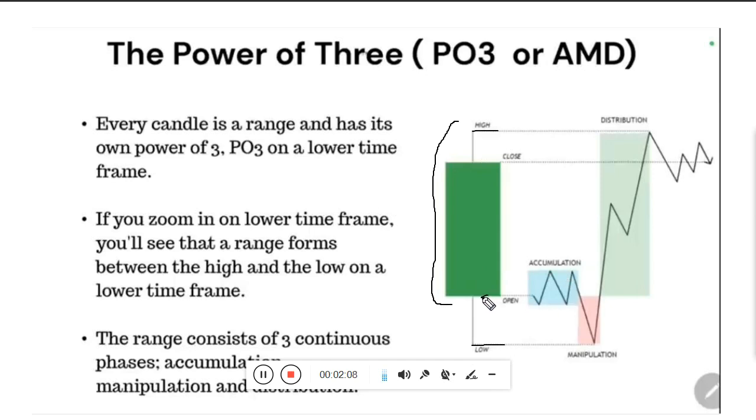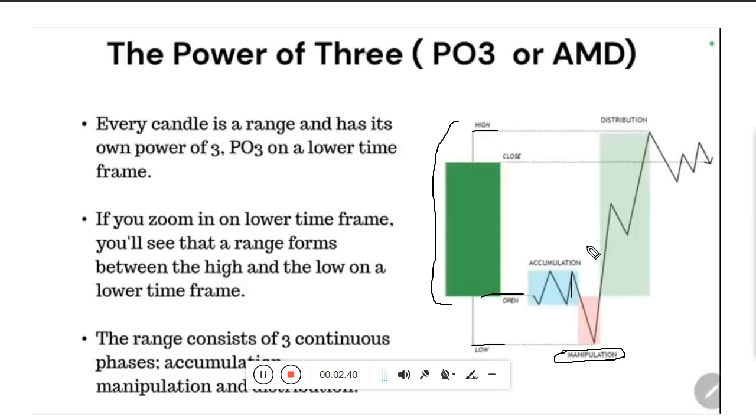We will see that once the market opens, we'll have an accumulation, which is always our consolidation. Then we'll have a manipulation. If this is a bullish candle, we have a manipulation down below the opening price. If we want to be profitable, then you must pick your entry after the manipulation is done. So after the manipulation, we'll have the distribution, which gives you the body of the candle.